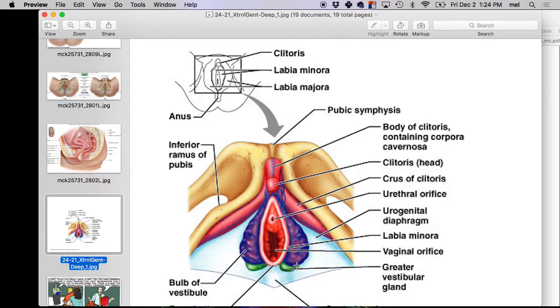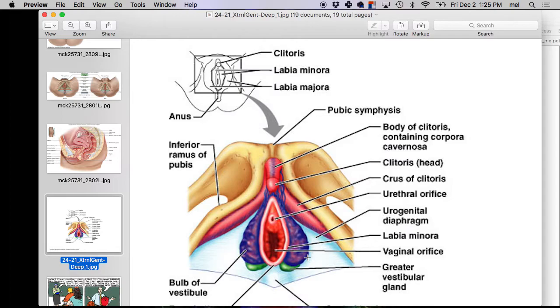So these are the bulbs of the vestibules. These are erectile tissue. Now we're going to come back in just a second because this is also erectile tissue, as are these guys right here, okay? So the female has a bunch of erectile tissue just like males do. Now the bulbs of the vestibule are homologous to a structure you learned in lab, which is the corpora cavernosa in the male, right?